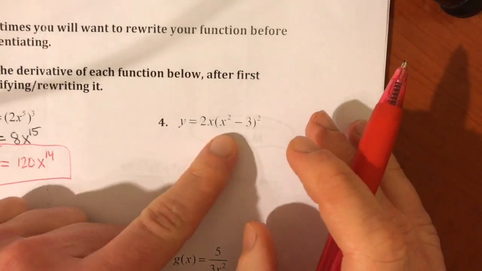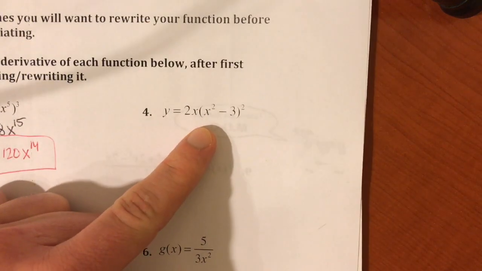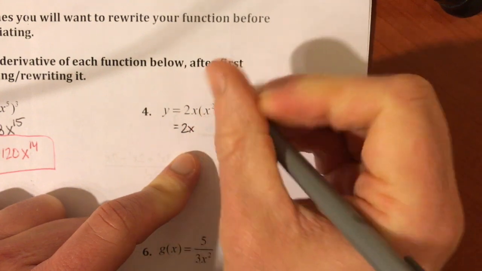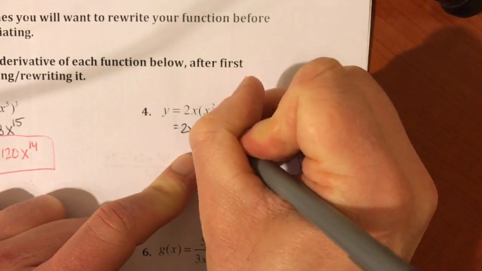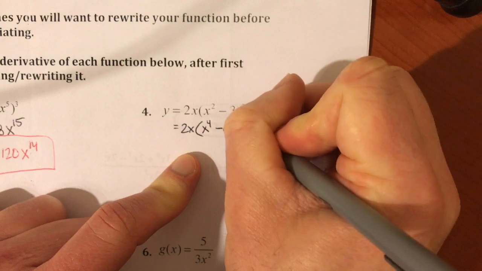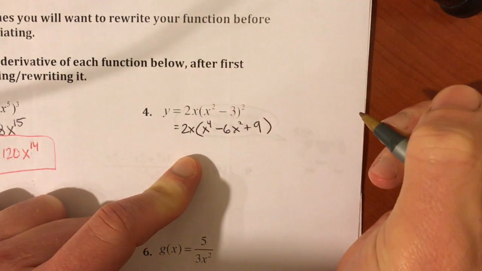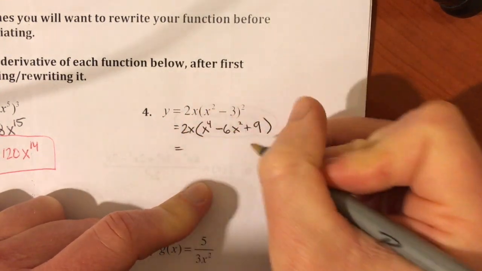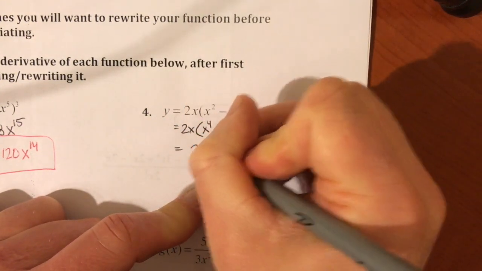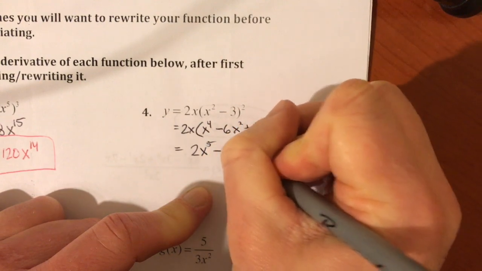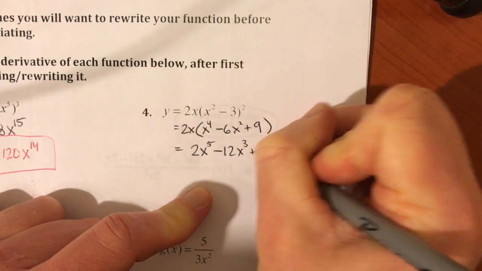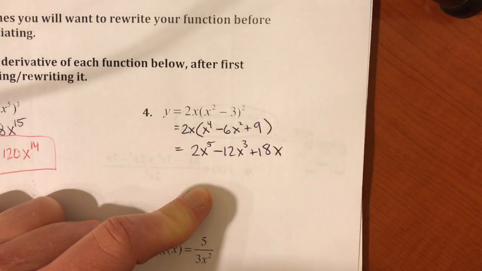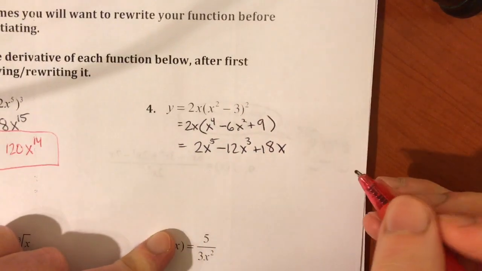Okay, this right here, definitely not ready to do the power rule on this. Look at this, you got to simplify this. So I've got 2x. I've got to square this binomial. That's going to be x to the 4th minus 6x squared plus 9. Foil that out if you have to. And I still got to distribute the 2x. It's not in that polynomial format. So 2x to the 5th minus 12x to the 3rd plus 18x. And you see now it's ready to go. It's in that polynomial power rule kind of format.